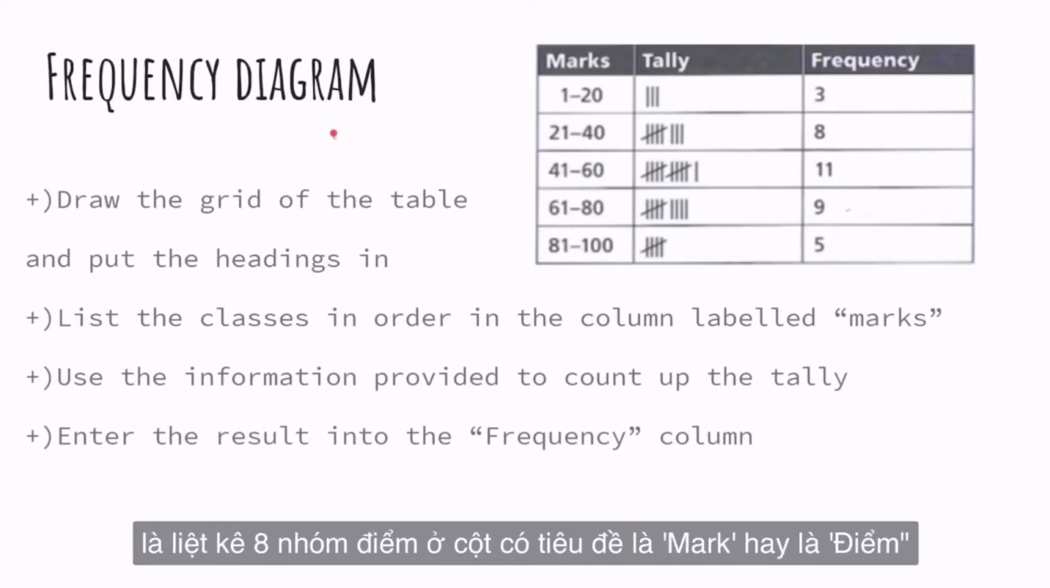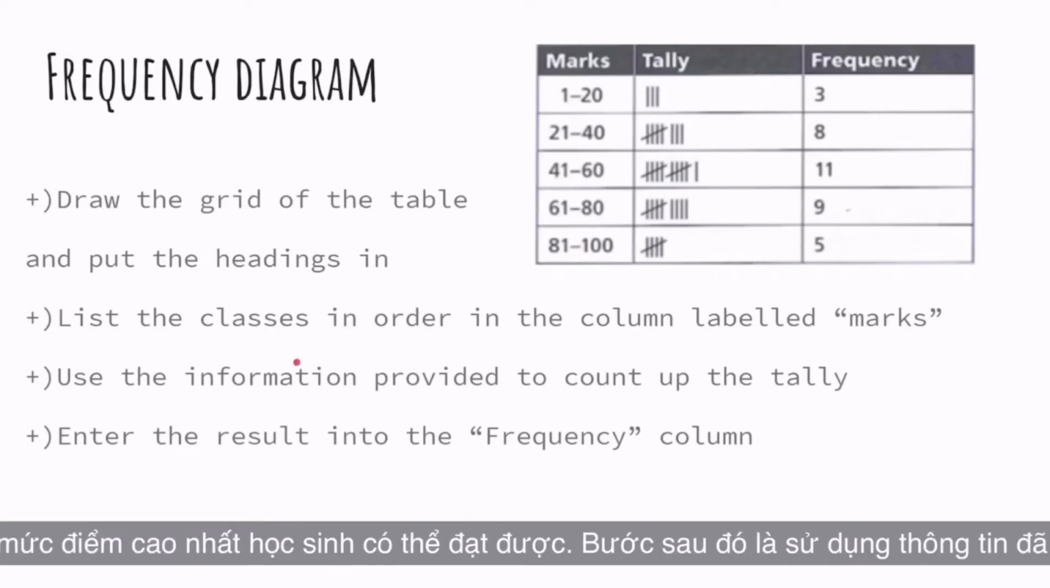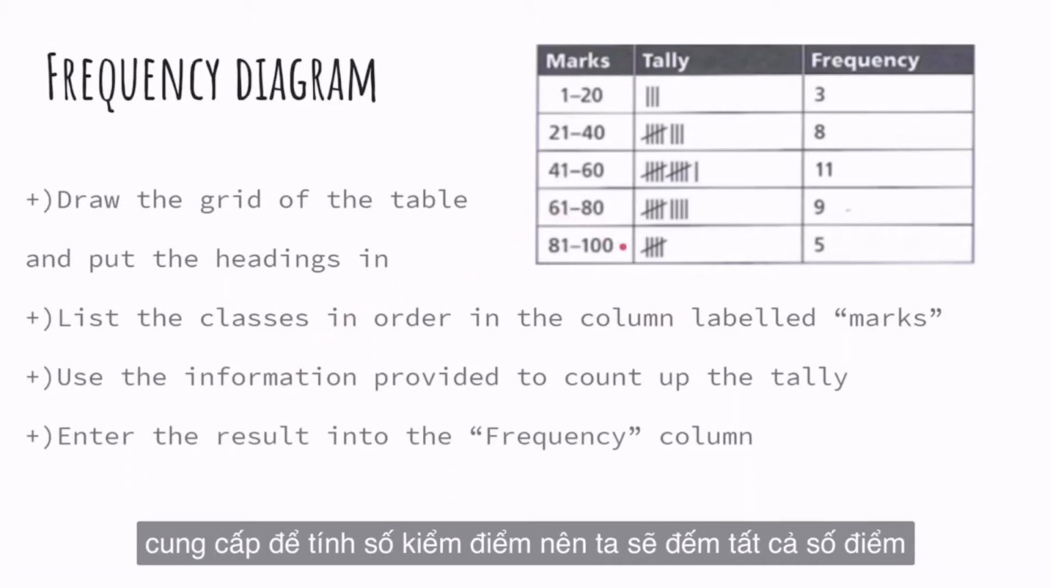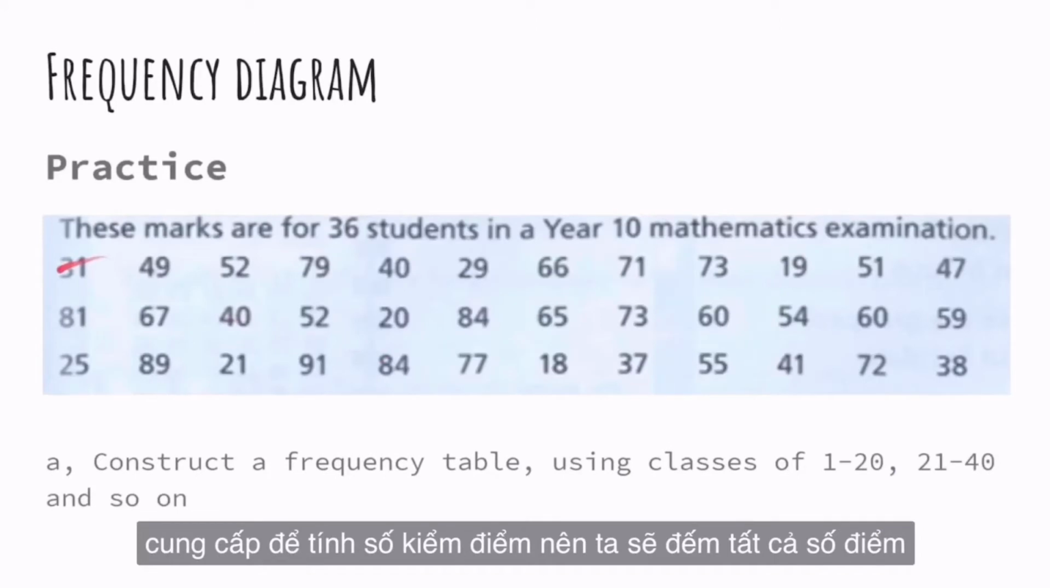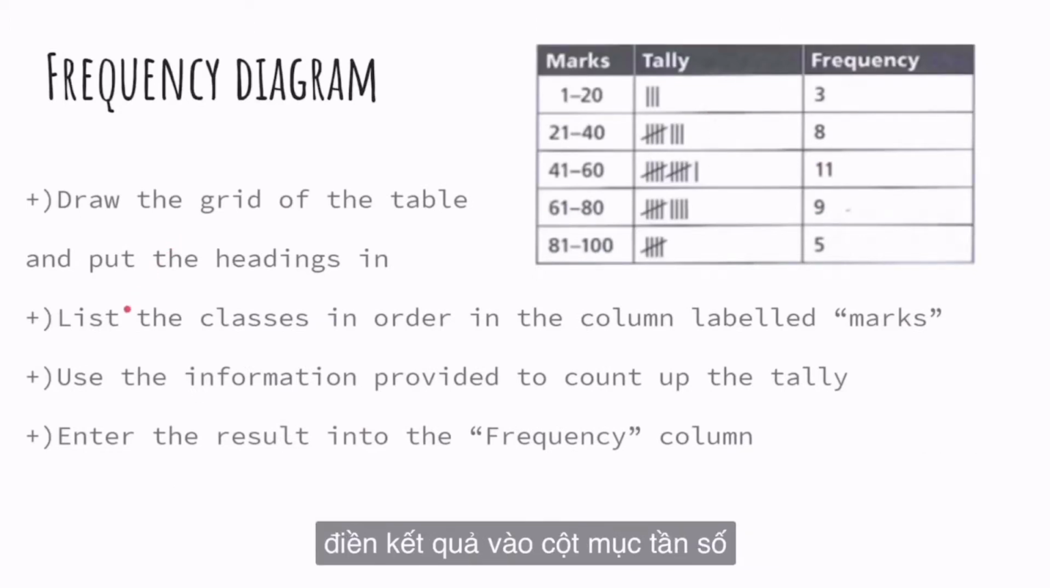The second step is to list the classes in order in the column labeled marks, which is 1 to 20, 21 to 40, up until 100, which is the maximum a student can get. The next step is to use the information which has been provided to count up the tally. So we will count up all of these scores and then plot them in this table. Then the final step is to enter the result into the frequency column, which are right here.